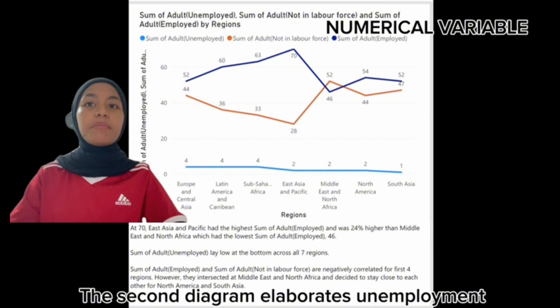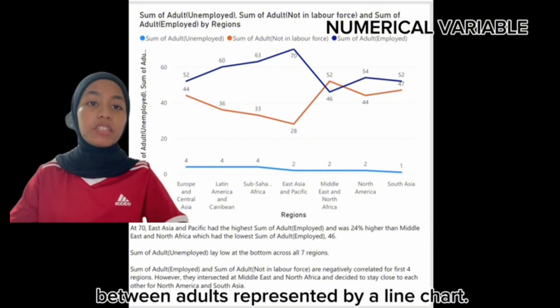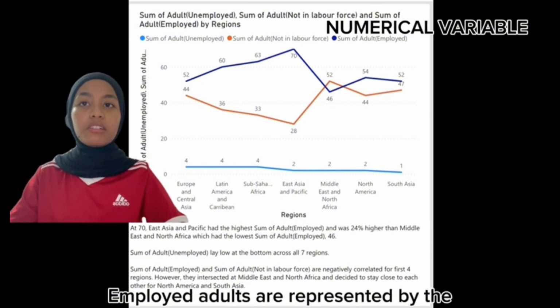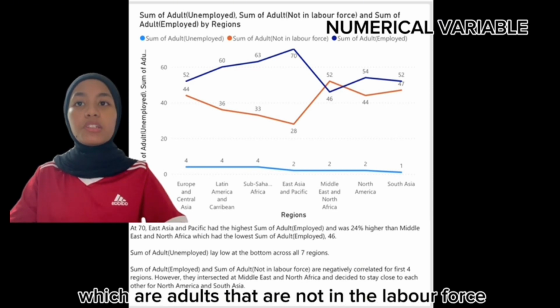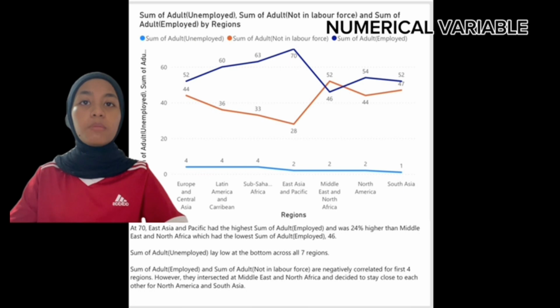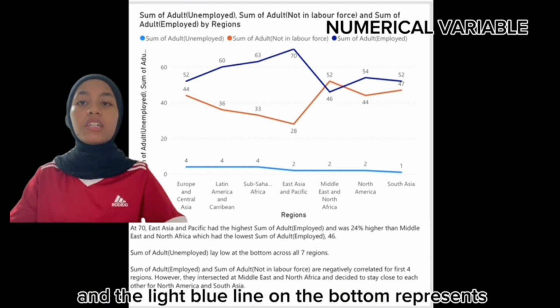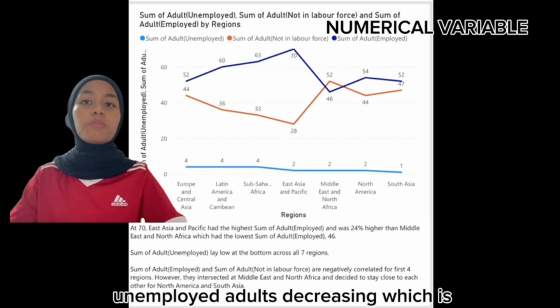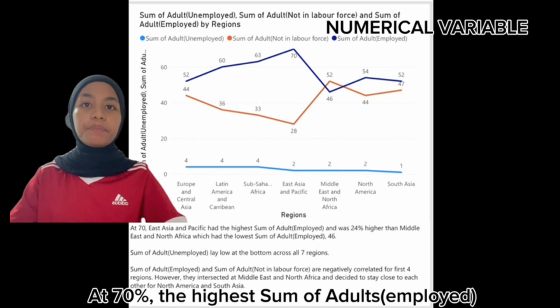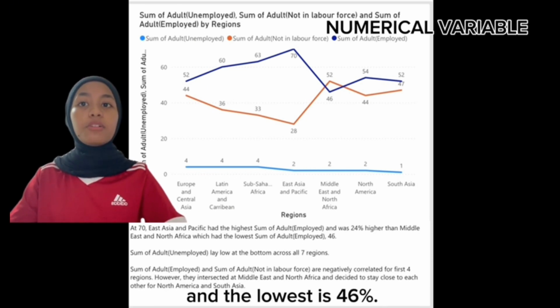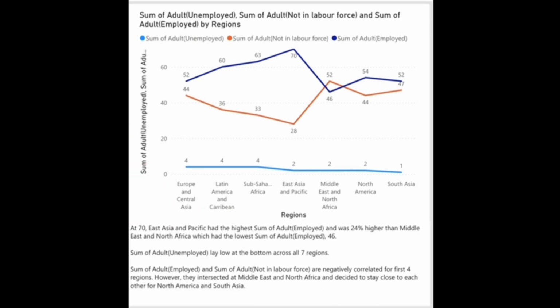The second diagram elaborates unemployment among adults, represented by a line chart. Employed adults are represented by the dark blue line on the top, followed by the orange line, which are adults that are not in labor force, and the light blue line on the bottom represents unemployed adults, decreasing, which is positive for economic growth. Unlike youth, most adults are employed at 70%, the highest sum of adults employed, and the lowest is 46%.